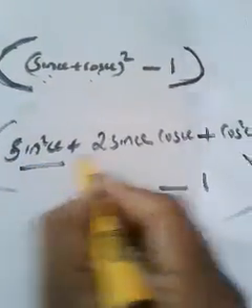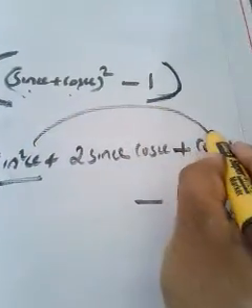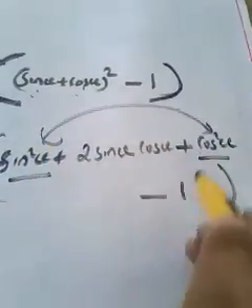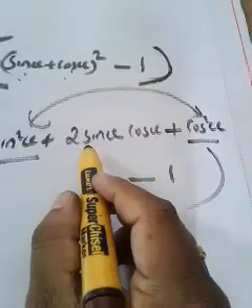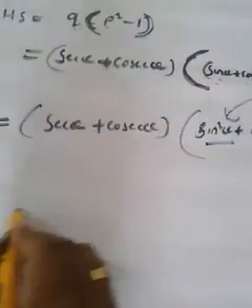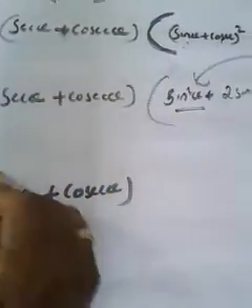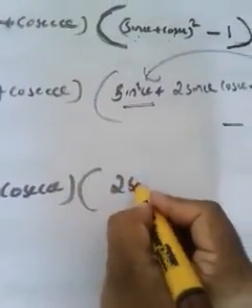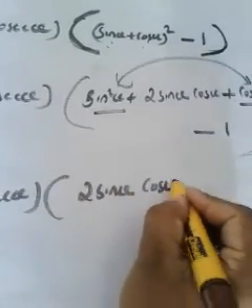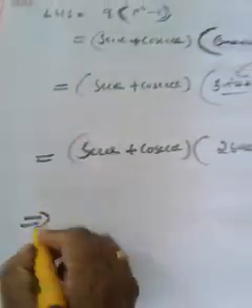Okay. What is sin square theta plus cos square theta? 1, no? What is sin square theta plus cos square theta? 1. So that 1 and this minus 1 will get cancelled. What will remain there? 2 sin theta cos theta only will remain. So it implies, sec theta plus cosec theta into 2 sin theta cos theta will remain there. You may understood. Okay. Now just see. Then what we can do here?